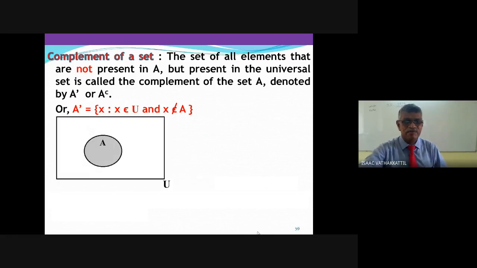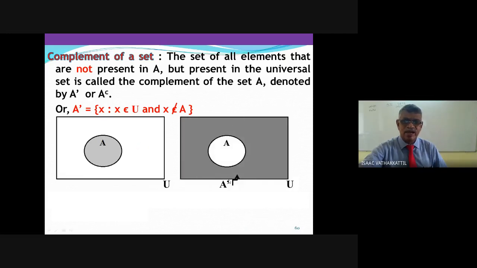What will be the diagram? You have the universal set and A here. What is A dash? A dash will be what is outside A, but in the universal set. That is what we call the complement of a set. If you want to talk about the complement, then you should know what the universal set is.